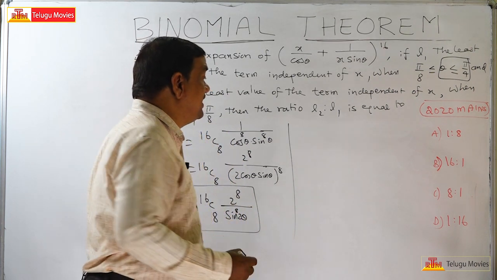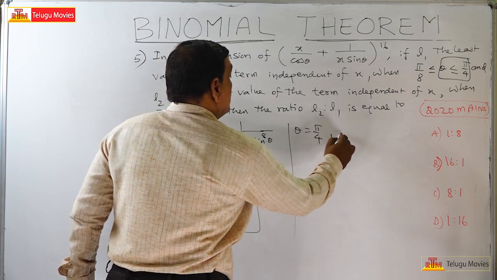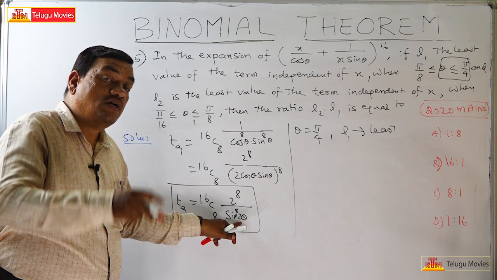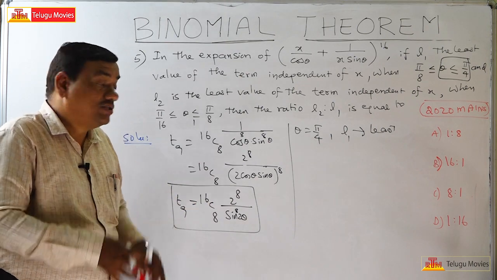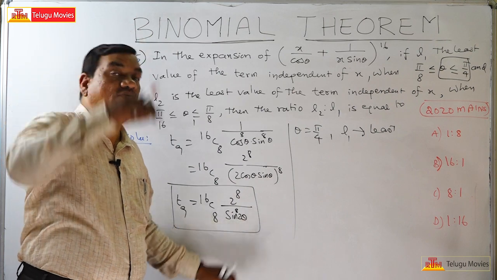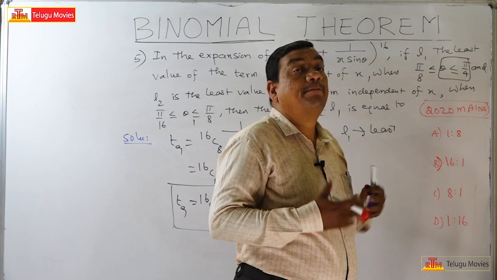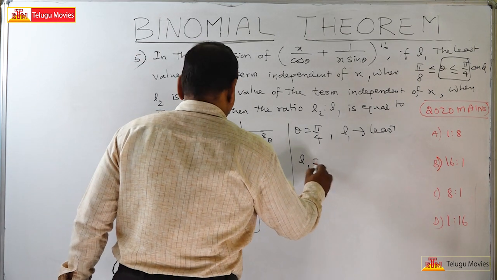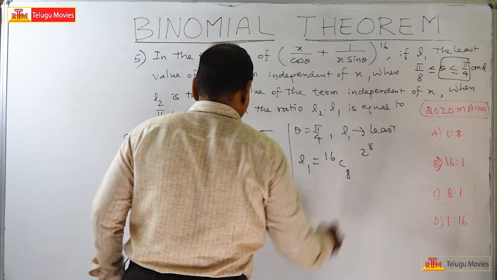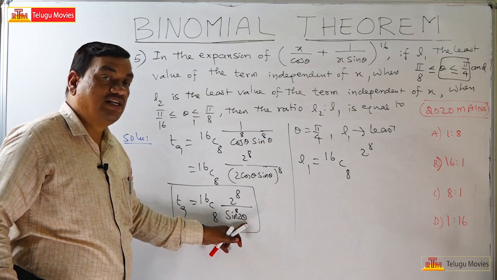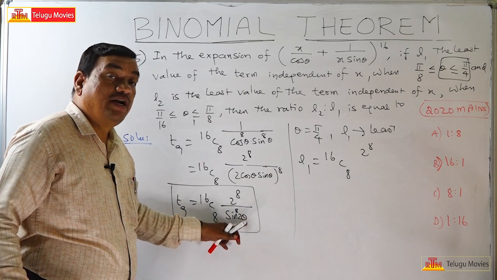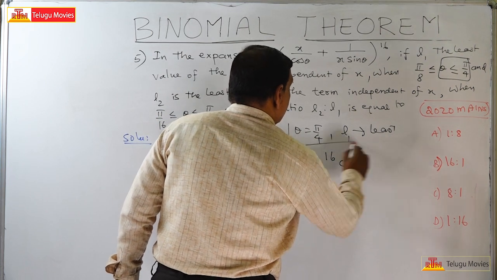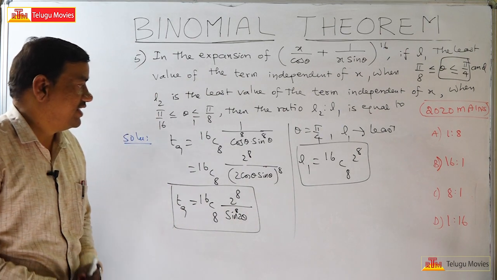Now, when theta is equal to pi by 4, L1 is least. Understand? Here theta is in the denominator, so to make the total term least, you have to take the maximum value of theta. The maximum value of theta is pi by 4. Now substitute pi by 4 here. So you will get the L1 value as 16C8 2 power 8 by sin power 8 of pi by 2. If theta is equal to pi by 4, 2 theta is pi by 2, sin is 1. So therefore L1 is 16C8 2 power 8.